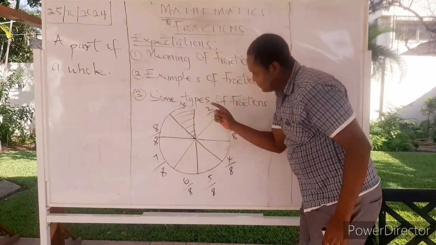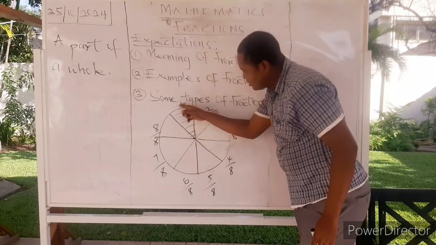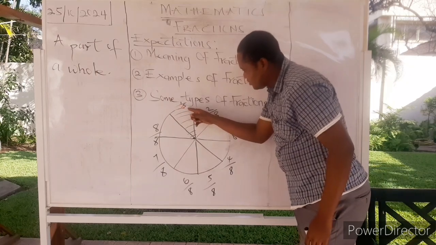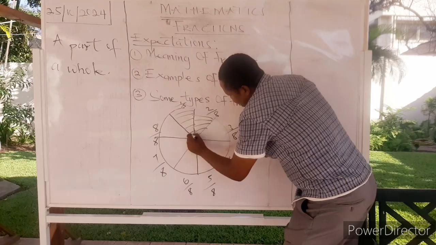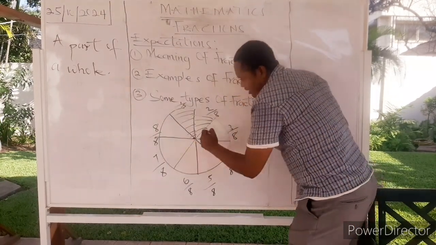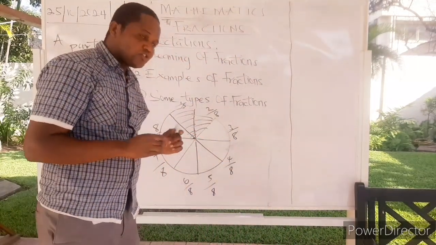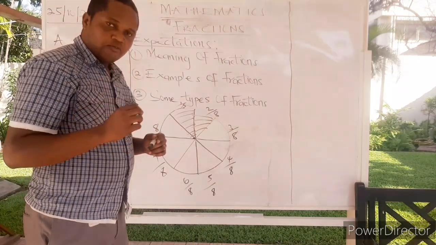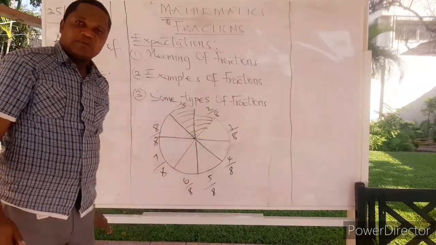So a circle is a part of a whole. This portion is shaded, so it becomes 1 out of 8 equal parts. And when we come here too, and here is shaded, it becomes 2 out of 8 equal parts. And it goes on and on. So students, when we talk of fractions, fractions are parts of a whole, and the circle rightly explains it.